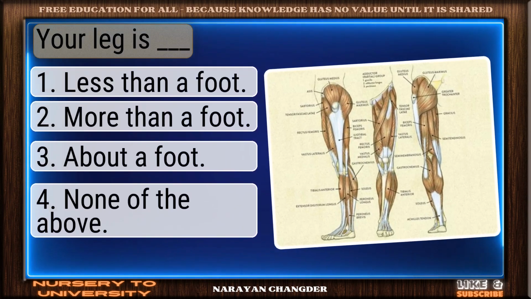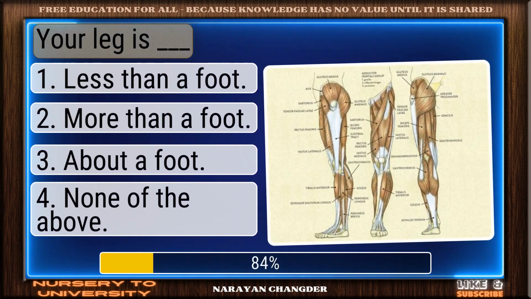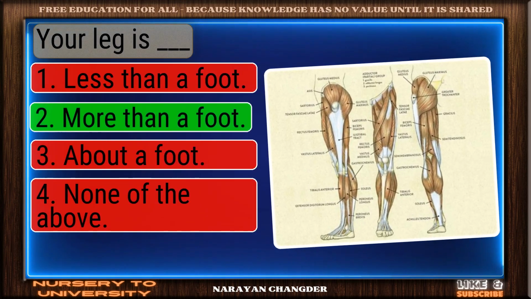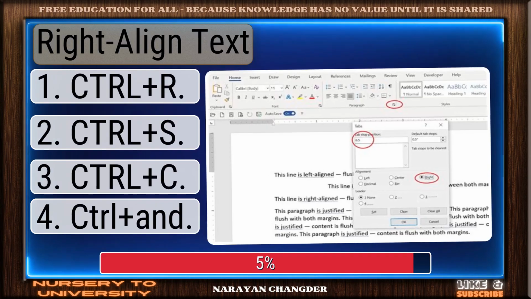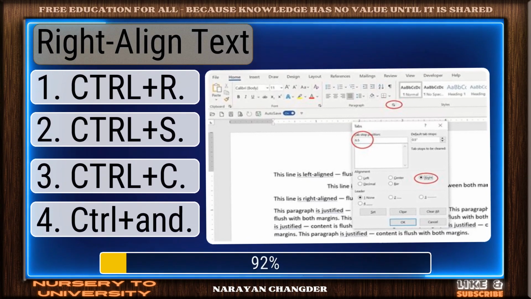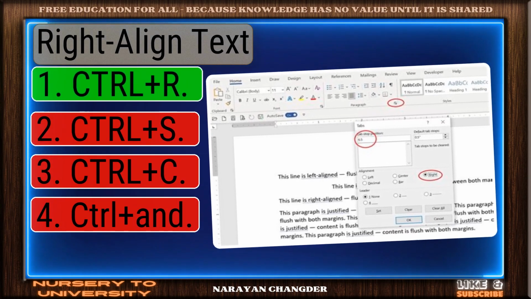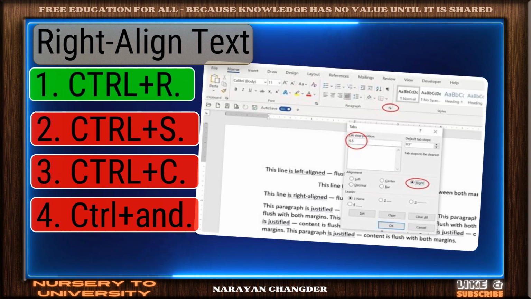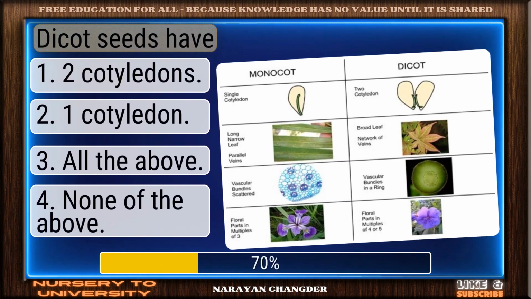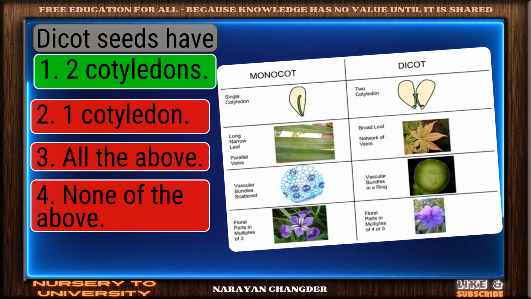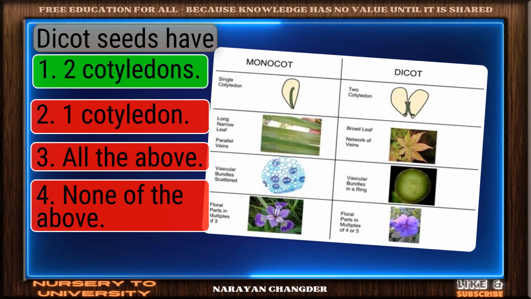Your leg is dash. Strong choice. More than a foot is the right answer. Right align text. Good job. Your answer Ctrl plus R works well here. Dicot seeds have. You chose 2 cotyledons, and it is correct.